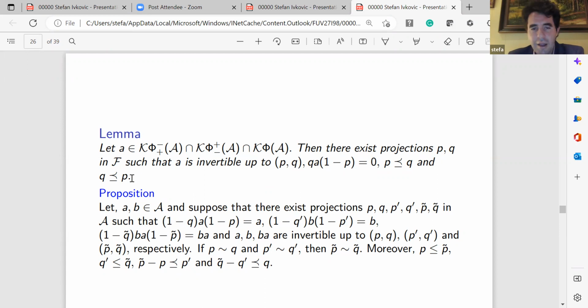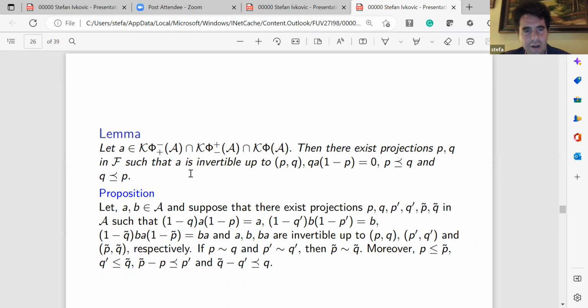So I'm not sure whether, having these two properties, we can really deduce that P is equivalent to Q in this general case. But in the case of von Neumann algebras, there we will speak about finite projections, and there it would really be possible. So this is the last technical lemma in this generalized setting.